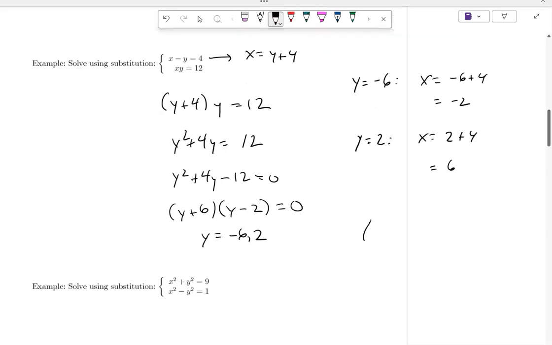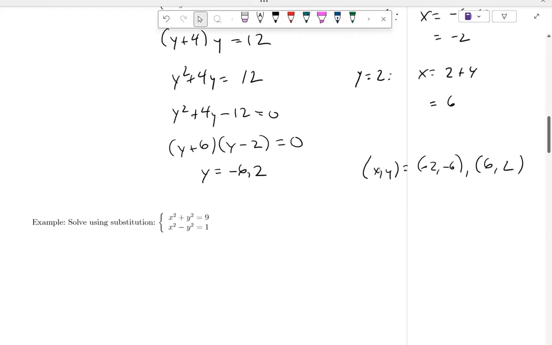So what are your two solutions looking at that? Negative 2, negative 6 was 1, and the other one's going to be 6, 2. Good. Questions on that one? It's okay? All right. Let's look at the next one.